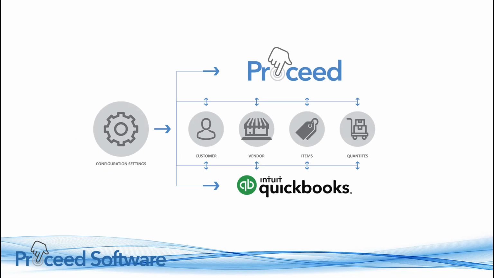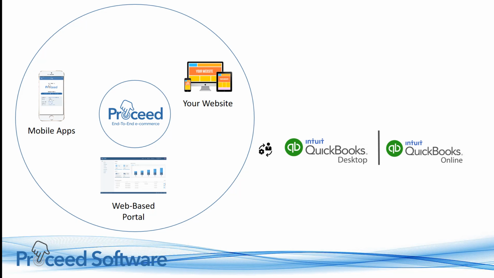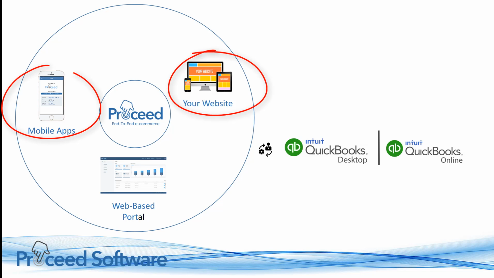The QuickBooks integration is controlled through settings inside of the ERP system that allows you to adjust data flow between Proceed and QuickBooks, and you're allowed to adjust customer data, vendor information, items, and quantities within the system to achieve a customized data flow. If you're using QuickBooks and you use our integration, you can use Proceed software and all the other apps that bolt up to the software, including e-commerce websites, mobile apps, and a web-based employee portal.